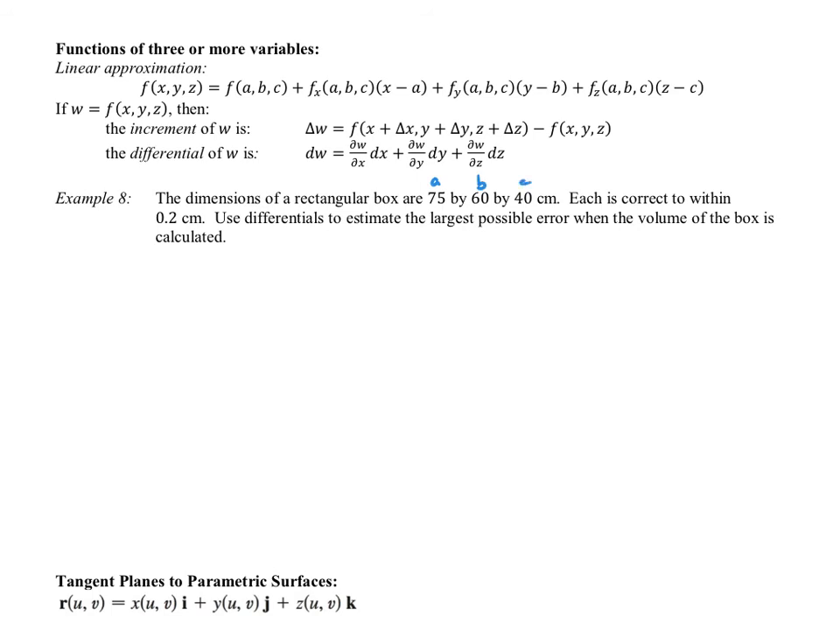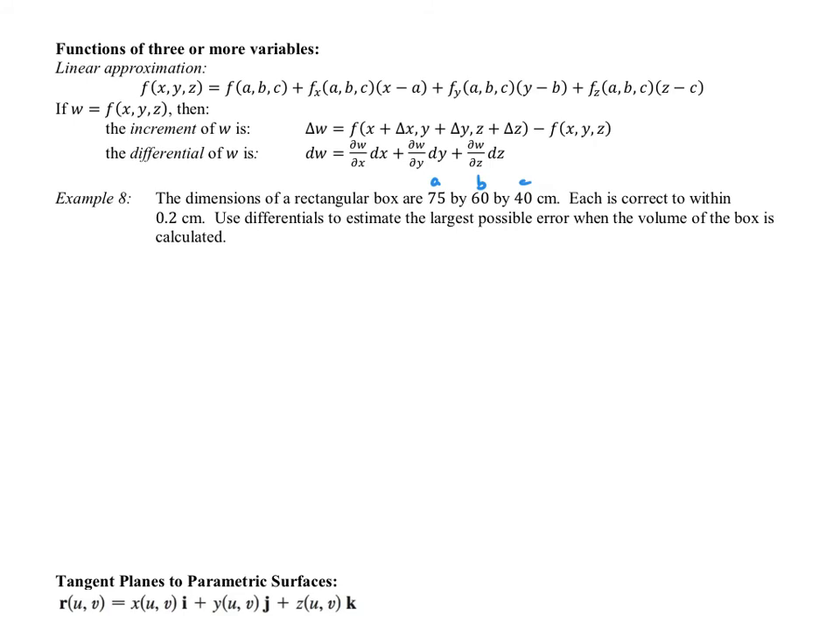And so what we're going to do is take a look at the possible error in the volume of the box, given that each could vary up to 0.2 centimeters. So remember, we're not going to look at the plus or minus. We're going to look at the minimum A is 75, the maximum is 75.2, and so on.